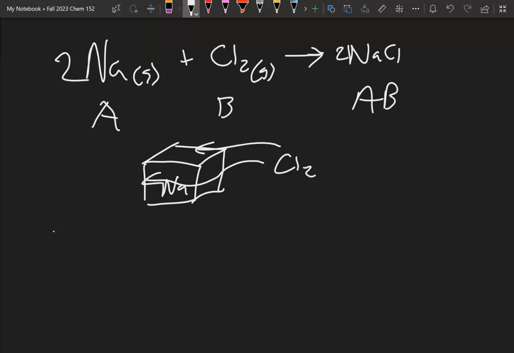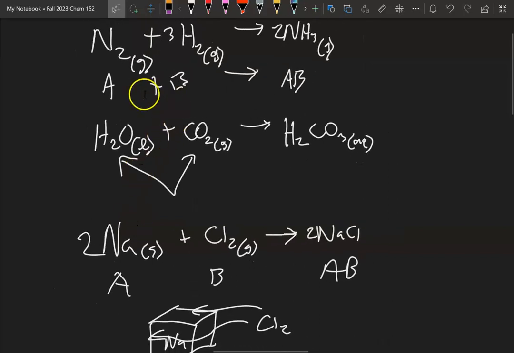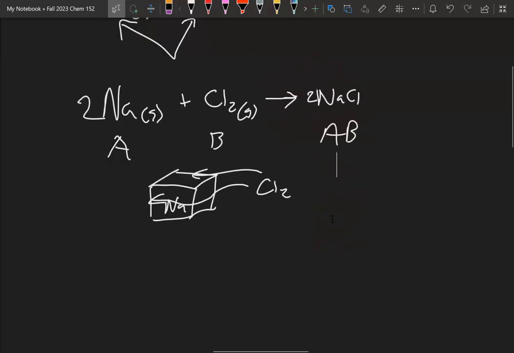So those are some examples of how to determine whether you're working with a synthesis reaction or not. These are all synthesis reactions, and they all follow that pattern: A plus B yields AB.